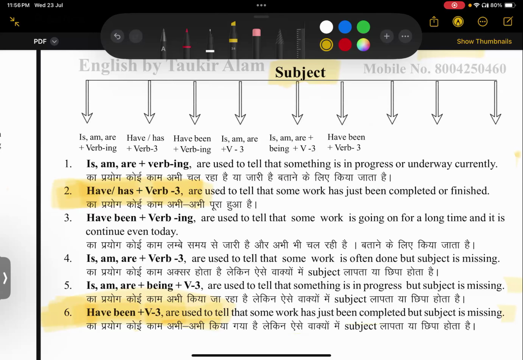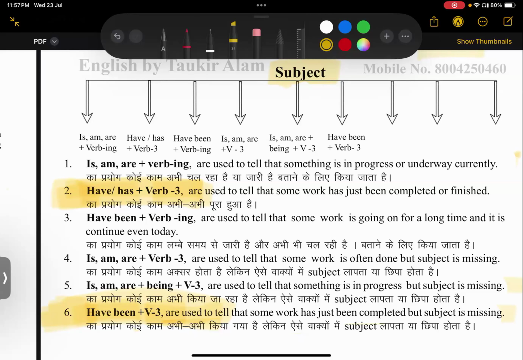I'm going to add some more examples so that you may understand this topic well. Why? Because this topic is most commonly used in our day-to-day life. Okay. I have bought a chair. What does it mean? I have bought a chair. मैंने एक कुर्सी खरीदा है. But if I say a chair has been bought, that means एक कुर्सी खरीदी गई है. So there is a difference between both.